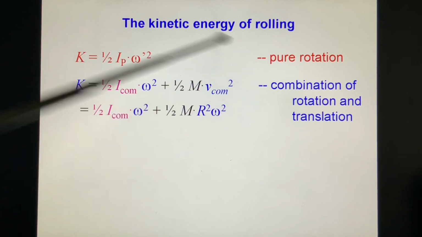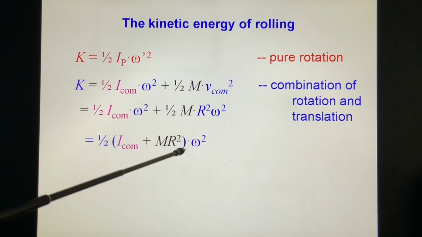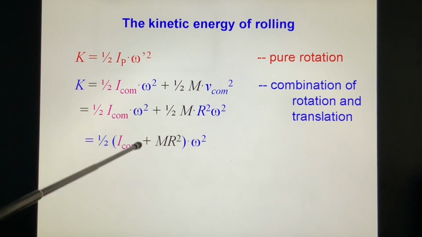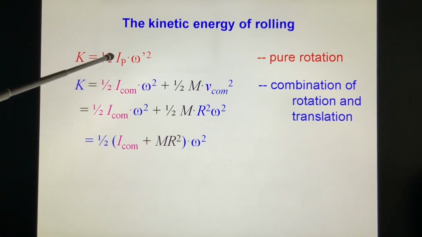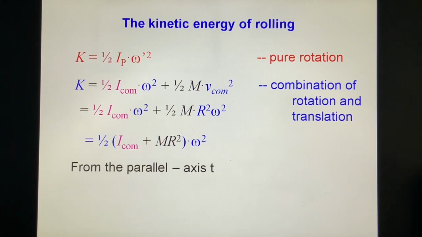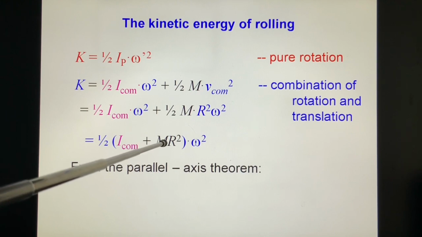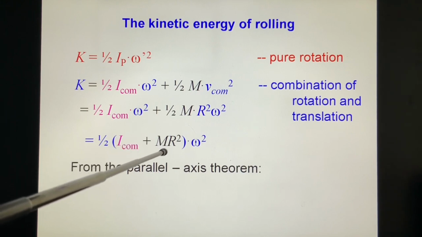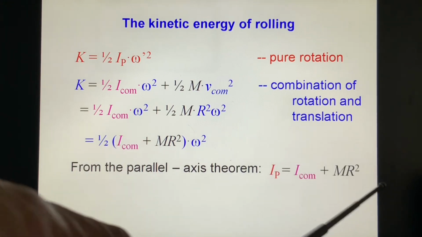We take the omega squared out. We're going to have I_com plus m r squared, times omega squared. What is this term, I_com plus m r squared? This is actually I_P, right? From the parallel axis theorem, this is the inertia about the center of mass, and this is everything concentrated at the center of mass, the inertia of the center of mass about that axis. So we get I_com plus m r squared equal to I_P.